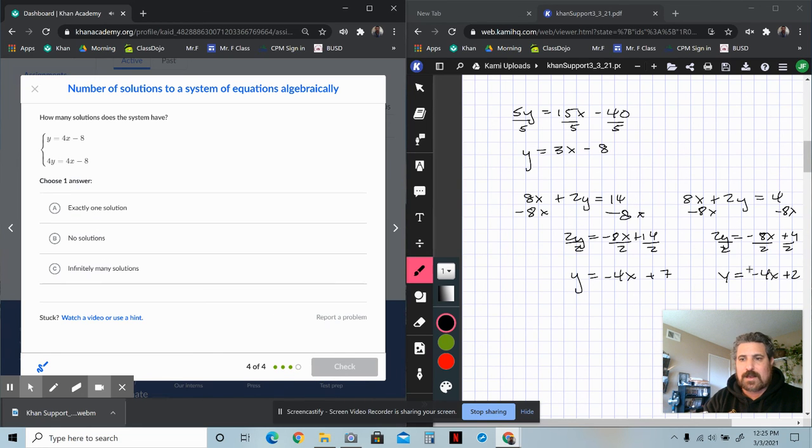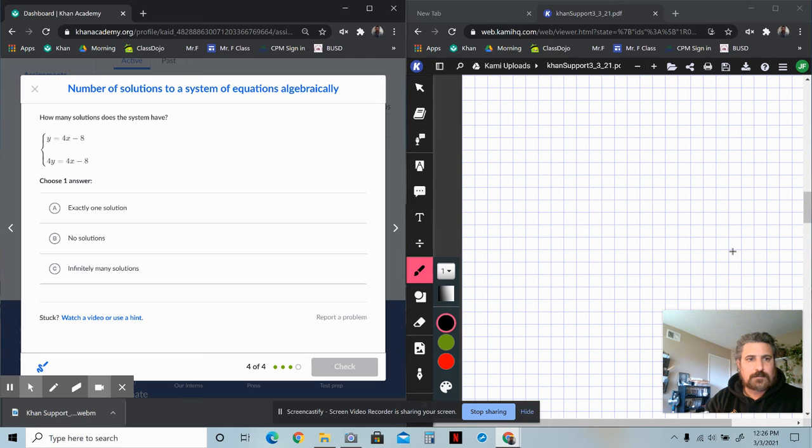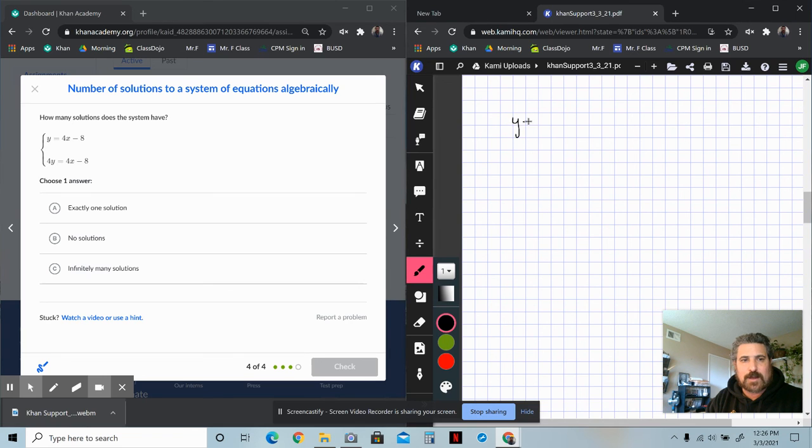All right, and then the next one here, this is when we have one in slope-intercept and one in standard form. So the last time they did this, they were the same. I wonder if it's the same again. Let's find out. So this one we have 4y equals 4x minus 8. To get this into slope-intercept form, you're going to divide everything by 4. So when we take 4y equals 4x minus 8 and we solve it for y, you divide everything by 4 and you get x minus 2.